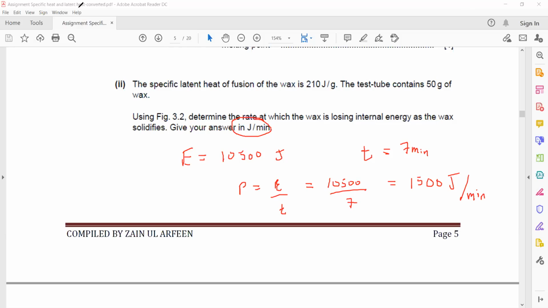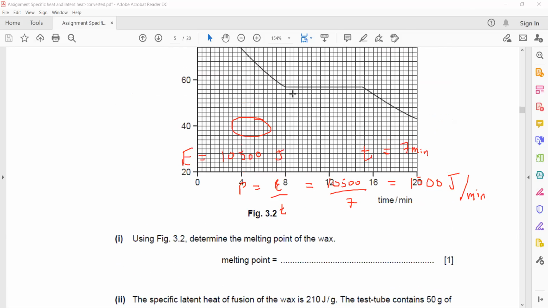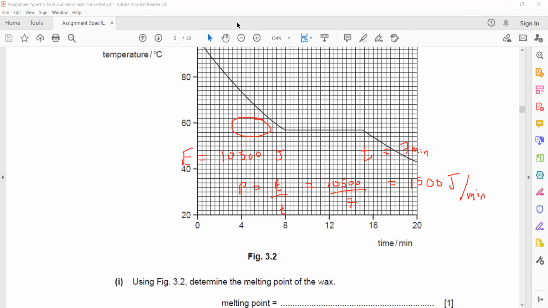So the total energy released during this process is 10,500, and it took 7 minutes to release all of this energy. But we need the energy released in 1 minute. That's why we divided by time. Is it clear? Discussion?